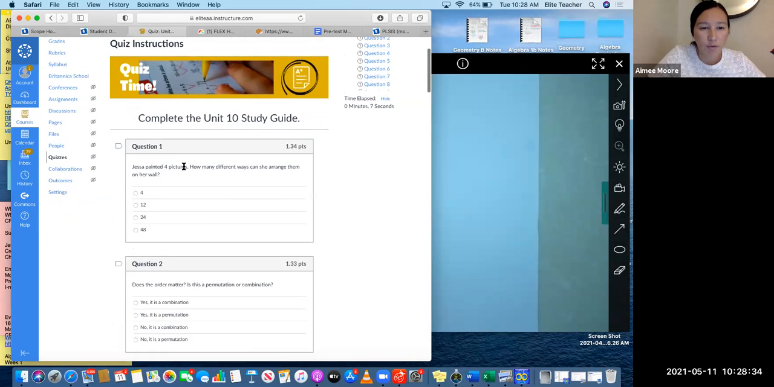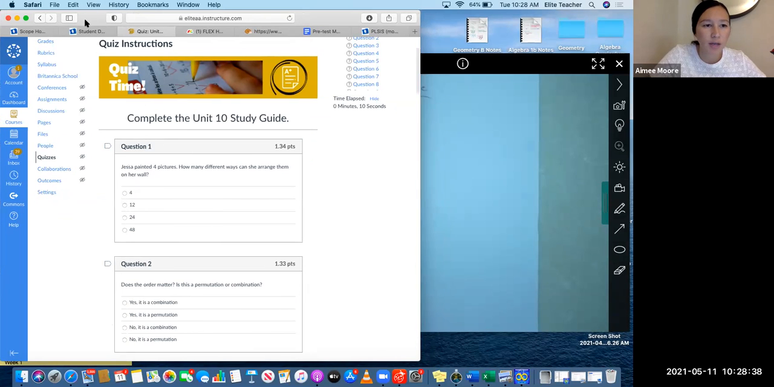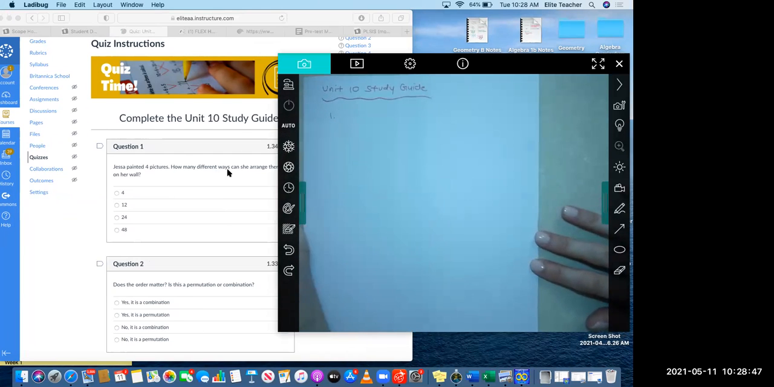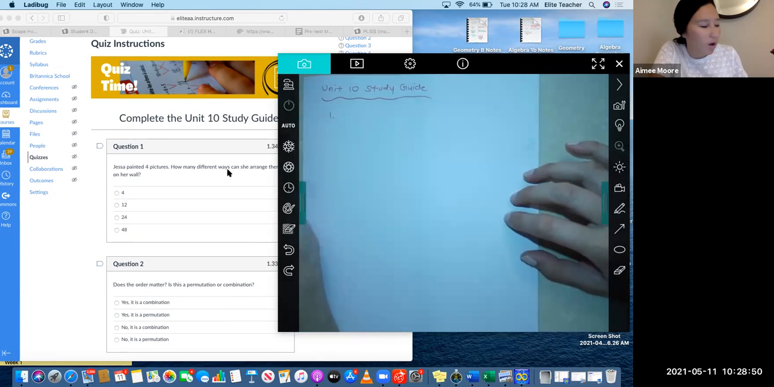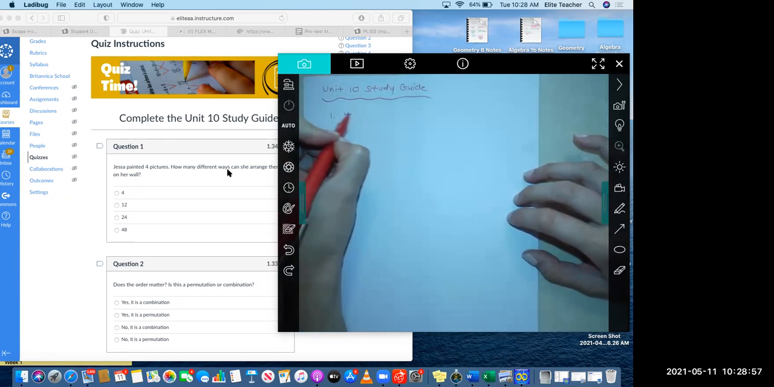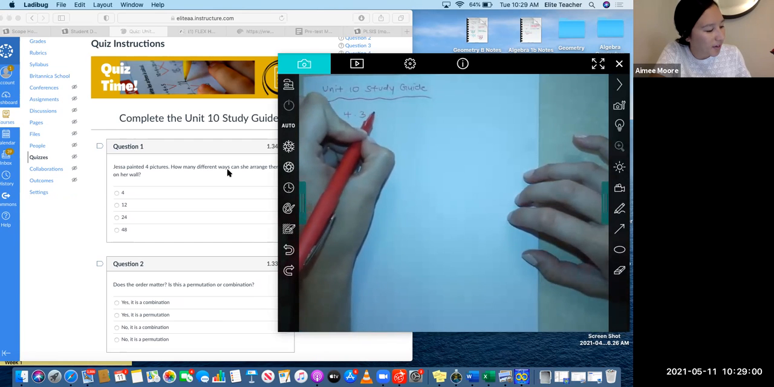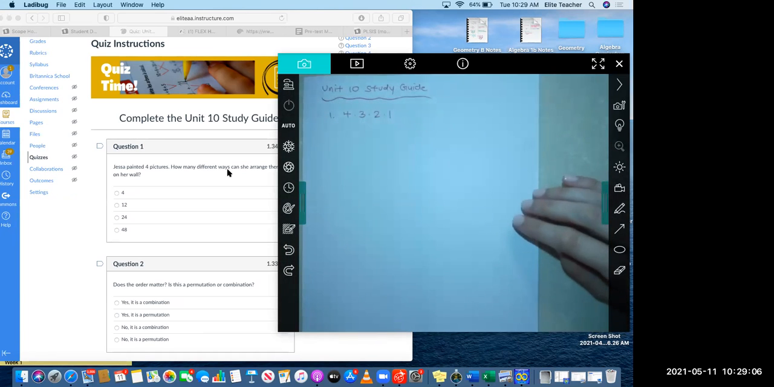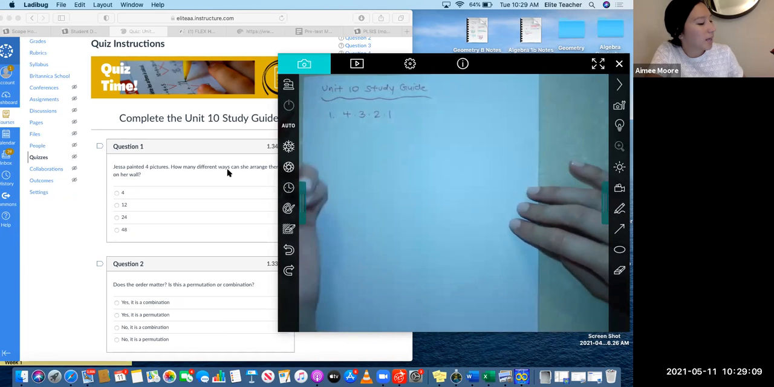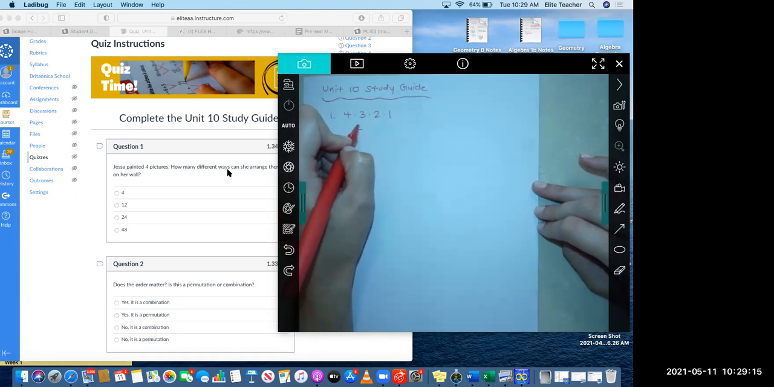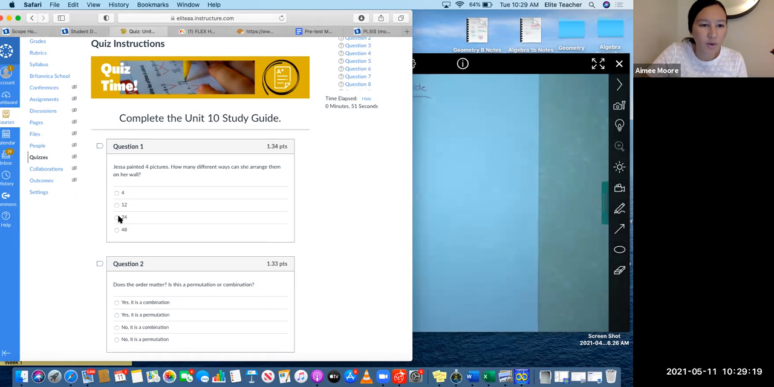All right, Jessa painted 4 pictures. How many different ways can she arrange them on her wall? So does the order of her pictures matter? No. So then how many options does she have for the first spot on her wall? 4. And then for the second? 3. And then the third 2, and the last? 1. So 4 times 3 times 2 times 1 is 24. So she's got 24 different ways she can arrange those pictures on her wall.